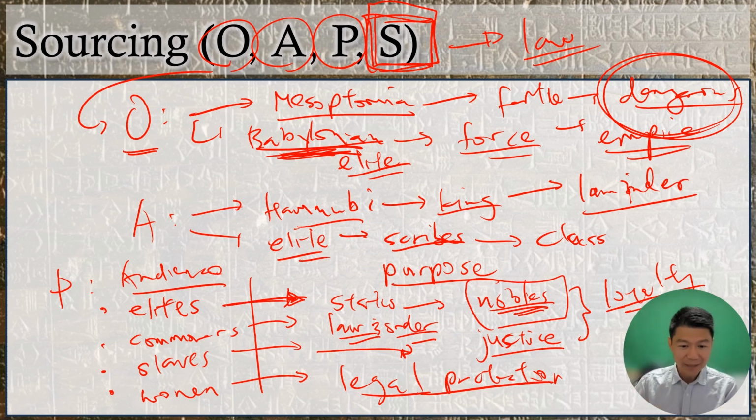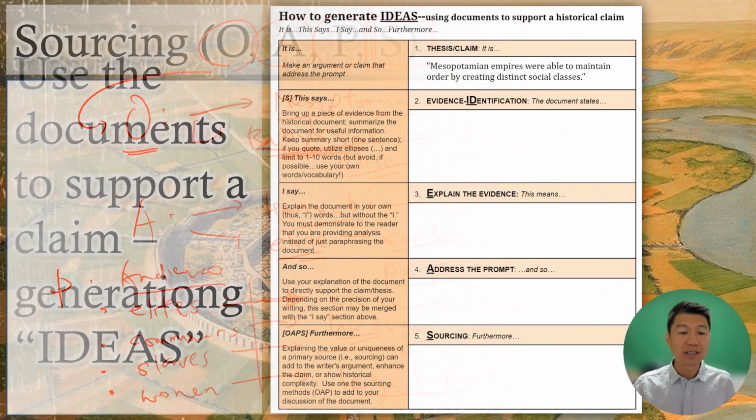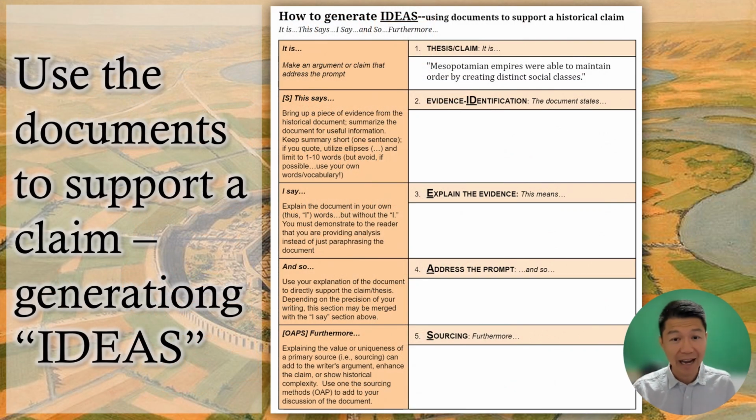So with that, we have hopefully at this point a much stronger understanding of how a primary source document can tell us so much more. So the goal is to be able to take these documents and to be able to generate ideas. So in other words, be able to support claims. And so hopefully we've done a little bit of this before. But what you want to do is this.